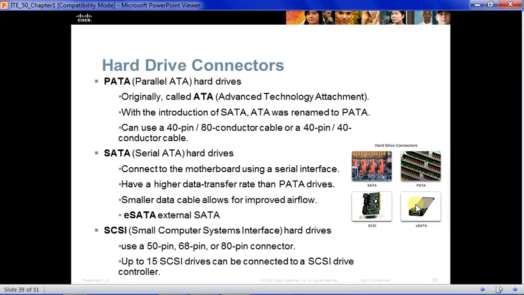Then we have our SCSI, which is Small Computer System Interface for hard drives. It uses a 50-pin, 68-pin, or an 80-pin connector. With a SCSI interface, you can connect 15 SCSI drives together to a SCSI controller. And so you can do better data storage. You can also do mirroring and have redundancy.